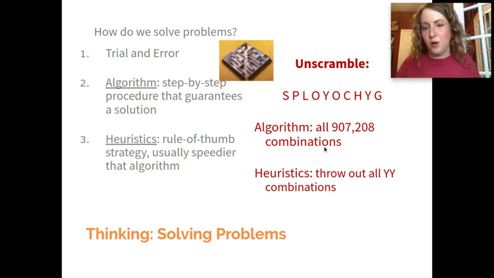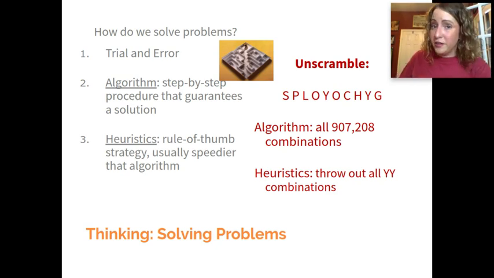Okay, so here is a problem. You have these letters. If you had to unscramble it to make a word in English, of course, an algorithm would be trying all 907,208 possible combinations. A heuristic would not try all those combinations. A heuristic would probably throw out any double Y combos because there's no English word with 2 Ys put together. You also can use the context clues of what class you're in right now, and it's psychology. So that's the word. Unscramble it, you get psychology.